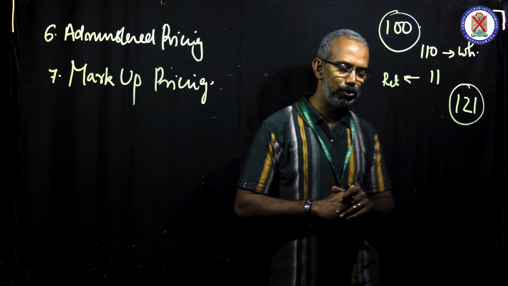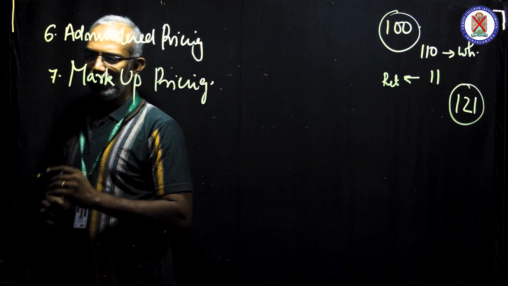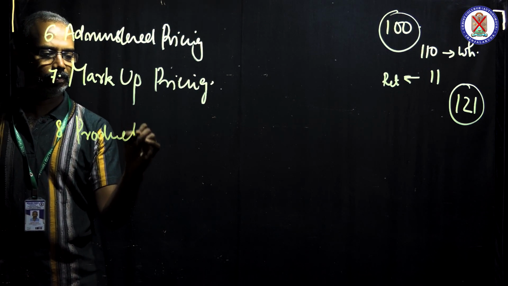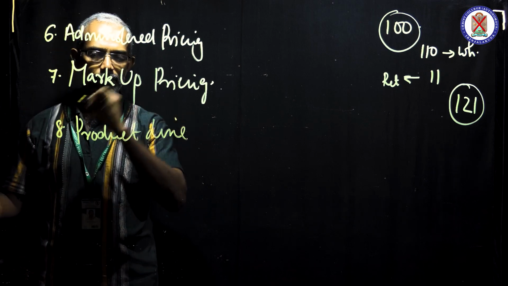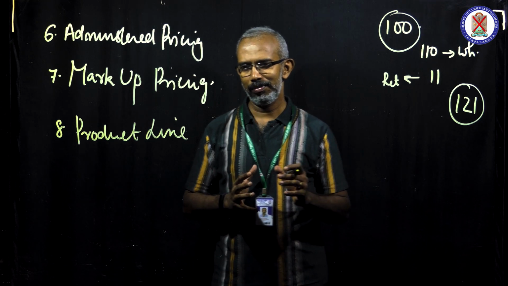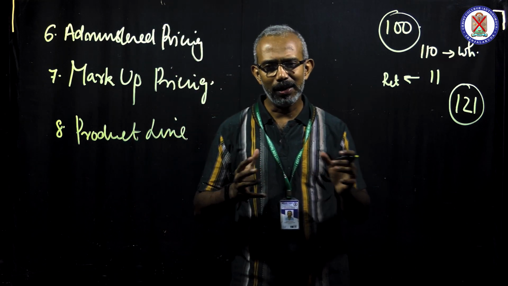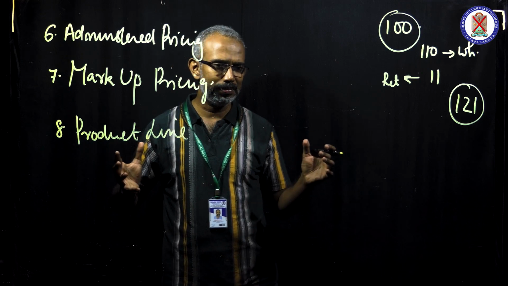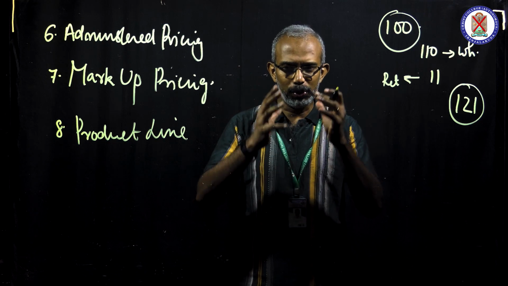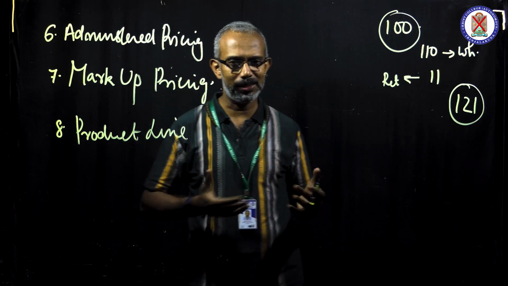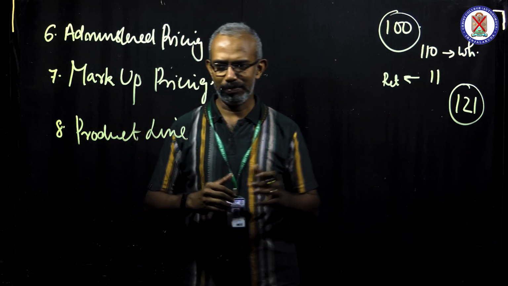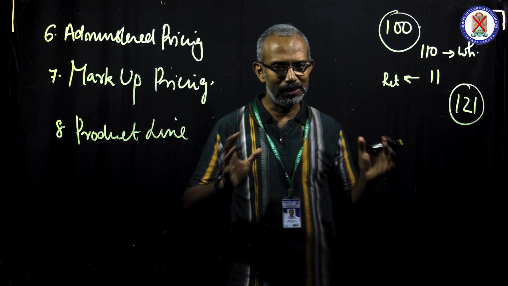Point number 8 will refer to product line pricing. What do we understand by a product line? A product line means a group of products which are similar in character. For an organization having multiple products, the organization will group together products which are similar in nature. All these products will be related in some way or the other. Their basic characteristics might be the same.